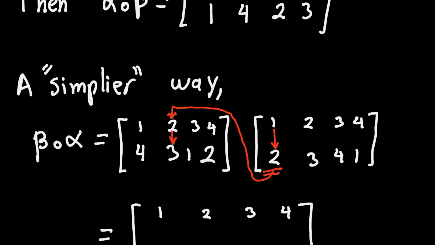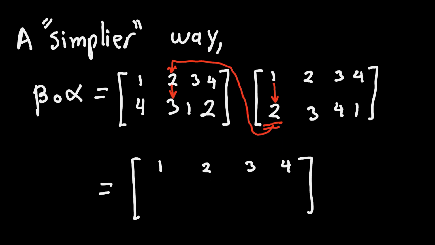The reason that's working like that is because this here is alpha of 1 gives me 2, and that result has to be put back into beta. Beta of 2 gives me 3. So the result will be that 1 is mapped into 3. So that will be the result for that computation. So 1 is mapped into 3.